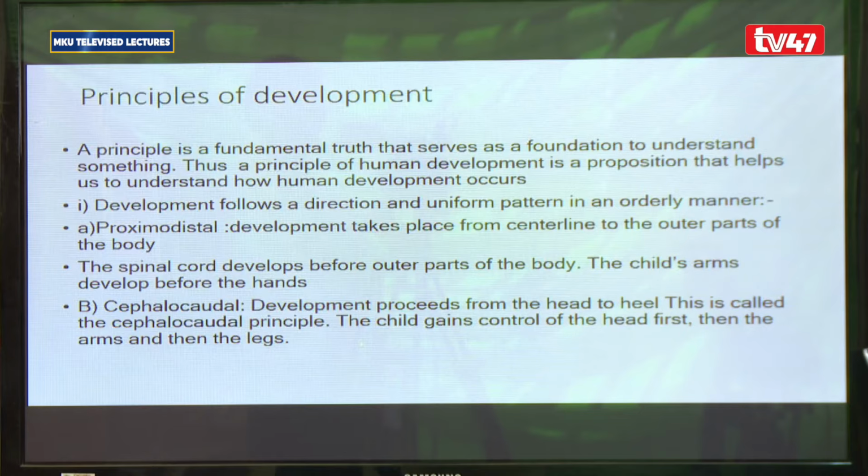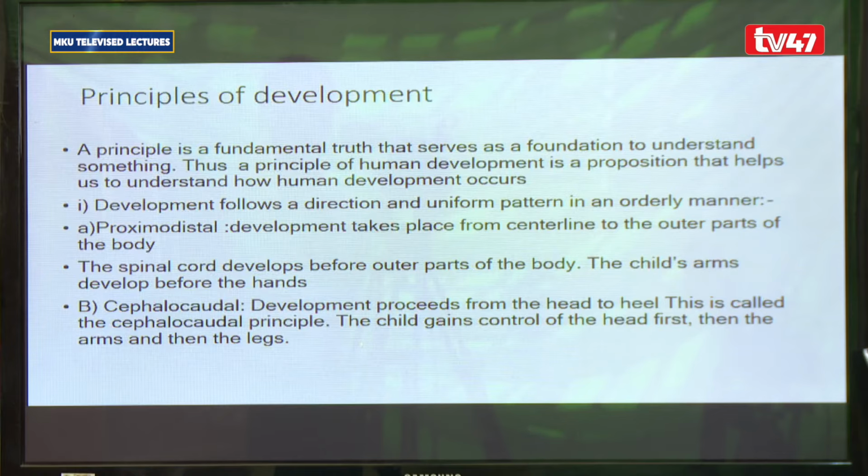But for us to be able to understand these directions, we talk of two key trends. The first one is what we call the proximo-distal. I'm sure this proximo-distal is a new word to you, but let's understand it. Proximo-distal simply means that development starts from the center line to the outer parts of the body.